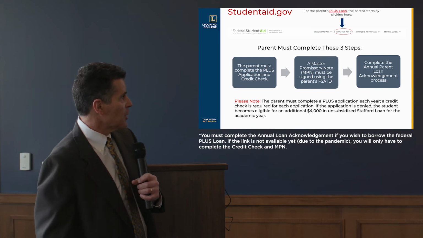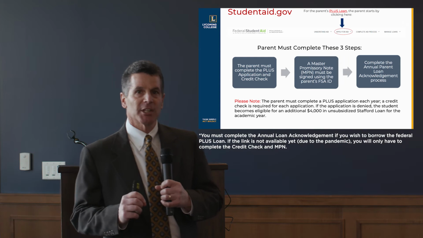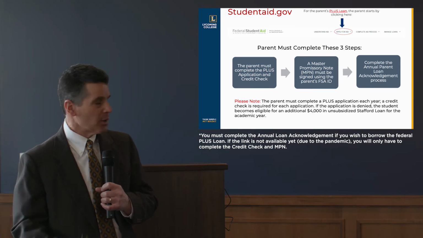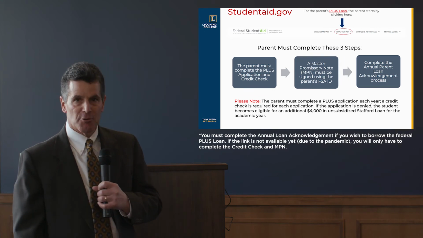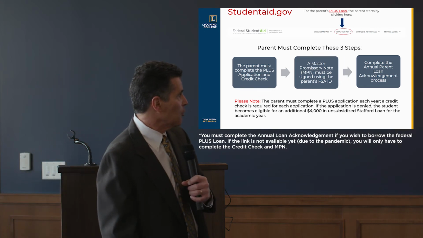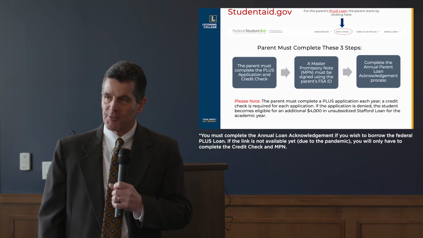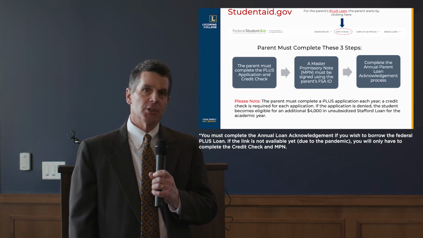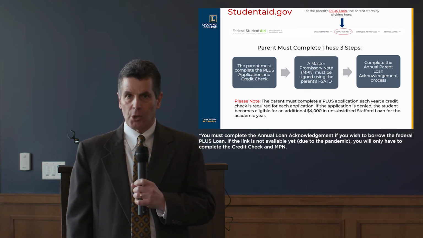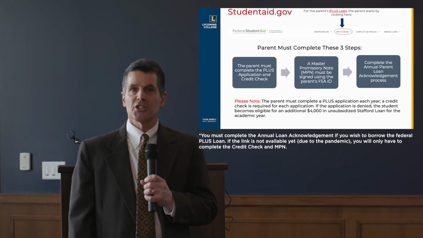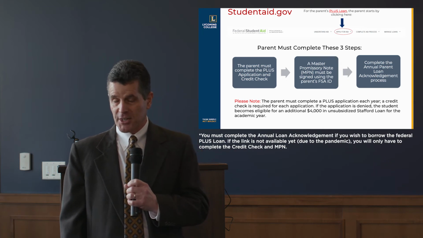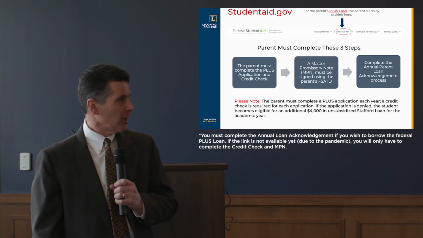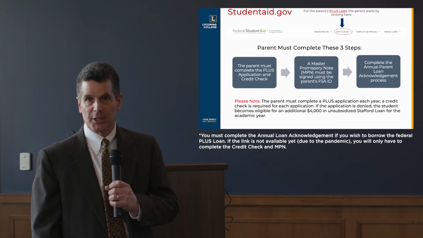Please note, the parent must complete the PLUS application every year. This is not a one and done thing like the Stafford loan. The PLUS loan has to be applied for each and every year. If the application is denied, if the credit check comes back and the parent is denied that PLUS loan, the student automatically becomes eligible for $4,000 in additional student loan funds, unsubsidized Stafford loan funds. The student can't get those funds for the academic year if the parent is approved for that PLUS loan.